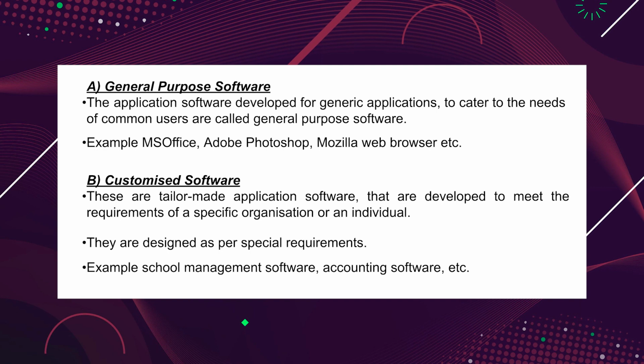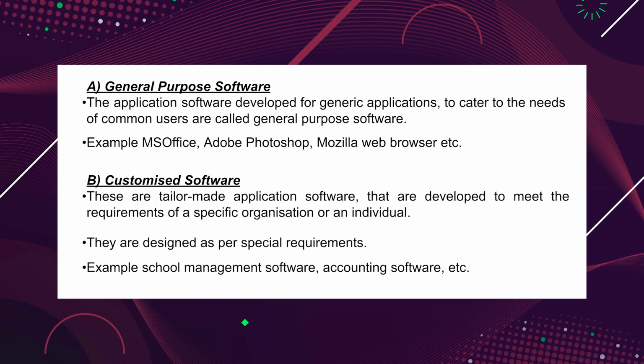First one is general purpose software. The application software developed for generic applications to cater to the needs of the common users are called general purpose software. Such ready-made application software can be used by end users as per their requirements. For example, MS Office, Adobe Photoshop, Mozilla web browser. It is similar to buying ready-made garment with the fitting, color and fabric of our choice.